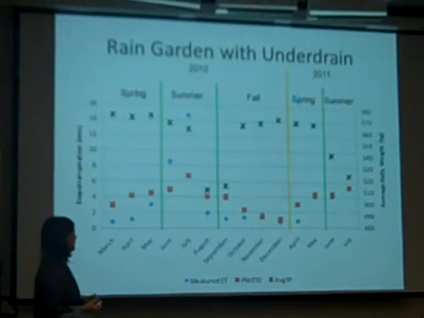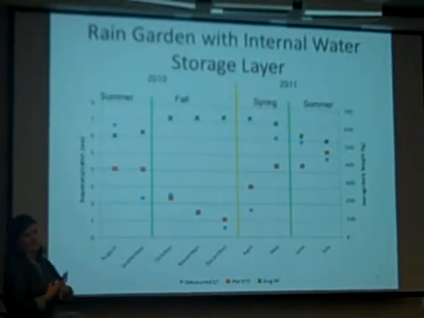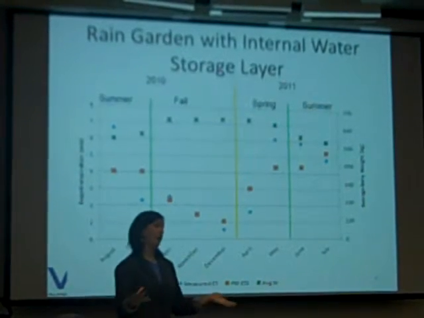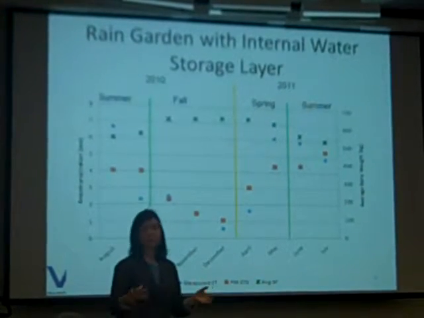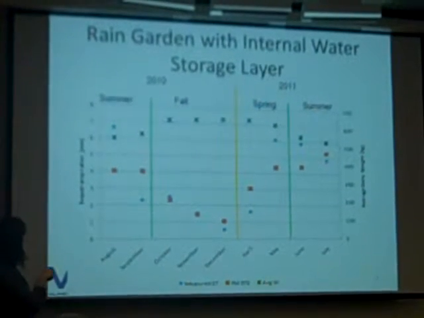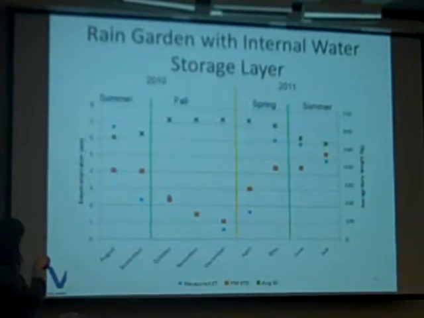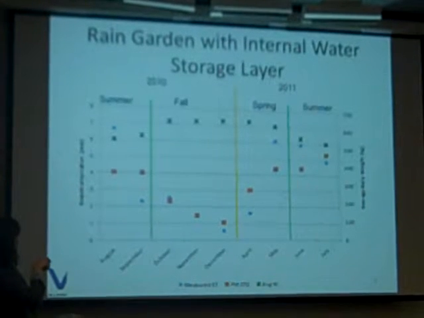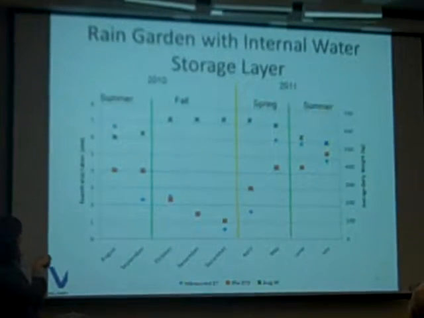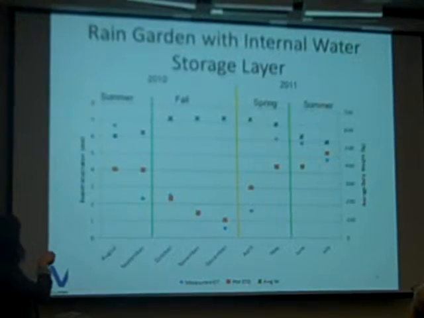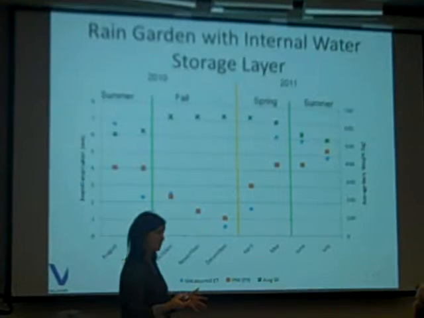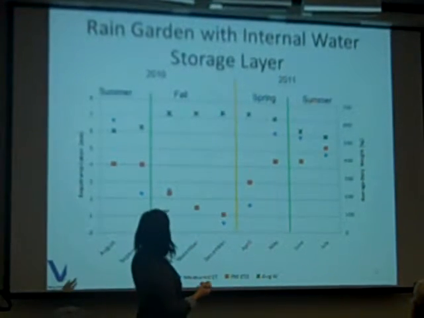And so this brings us into, well, now let's look at this rain garden with the internal water storage layer. So we are providing our system with water. We're letting water stay in the system. This came on a little bit later, and you see that August and September 2010 was that drought period, but we were able to maintain a decent amount of water in the system, especially in August. So we were still able to get evapotranspiration at a higher rate.